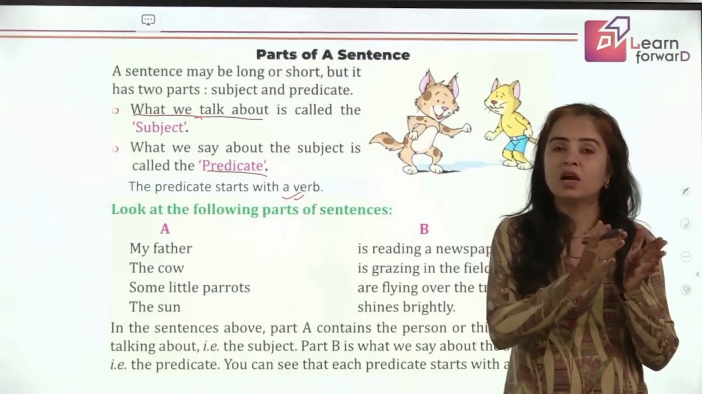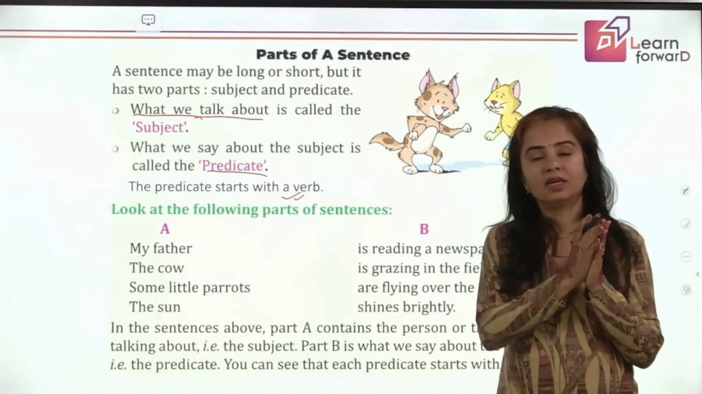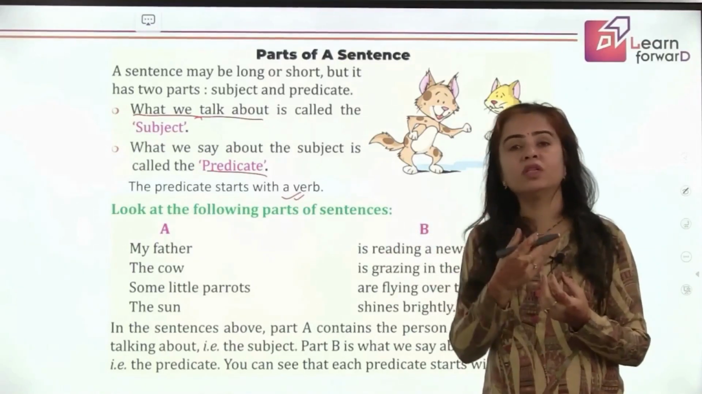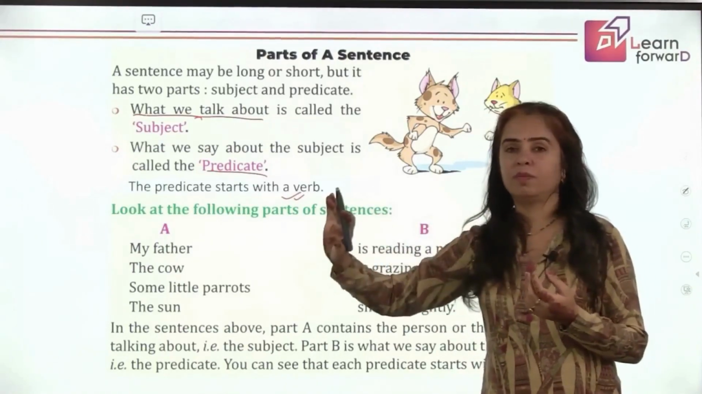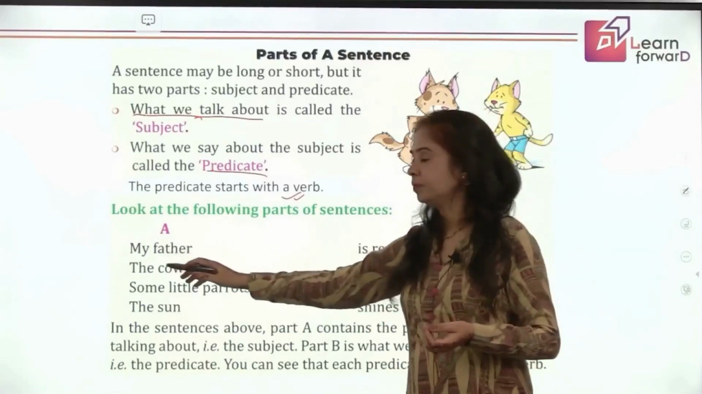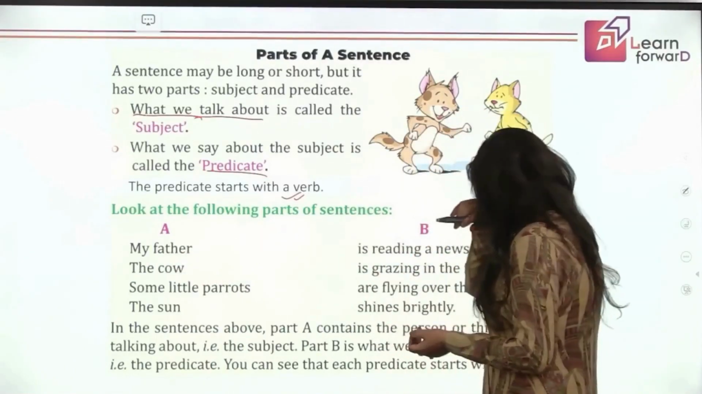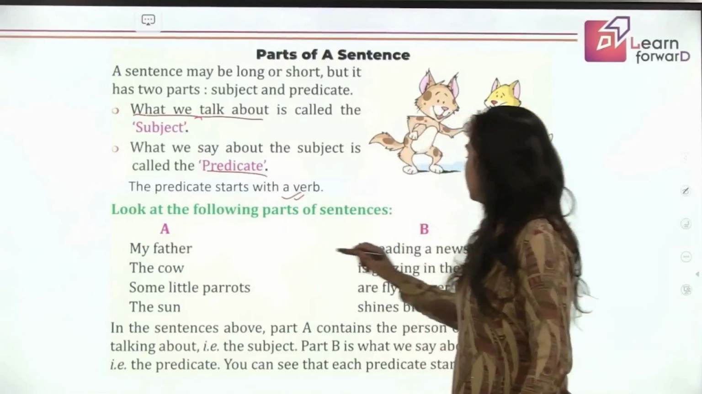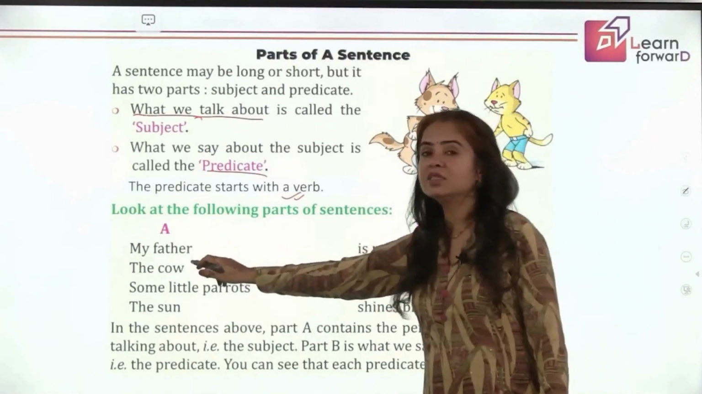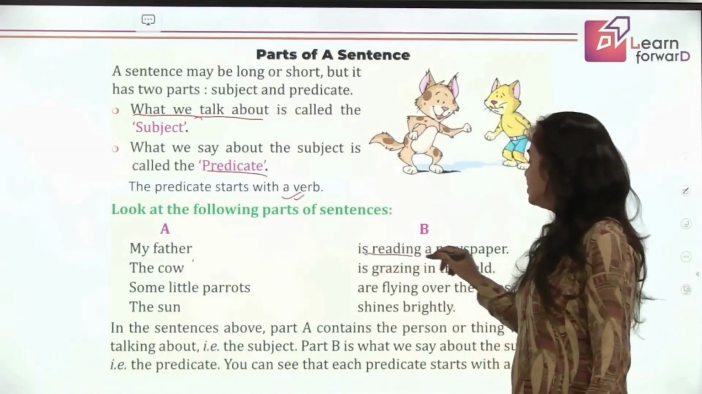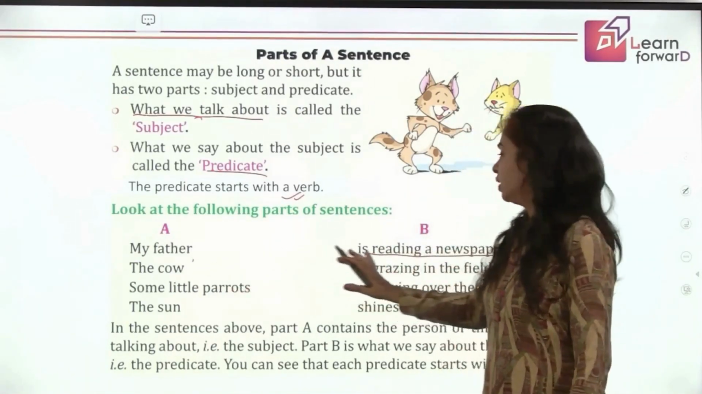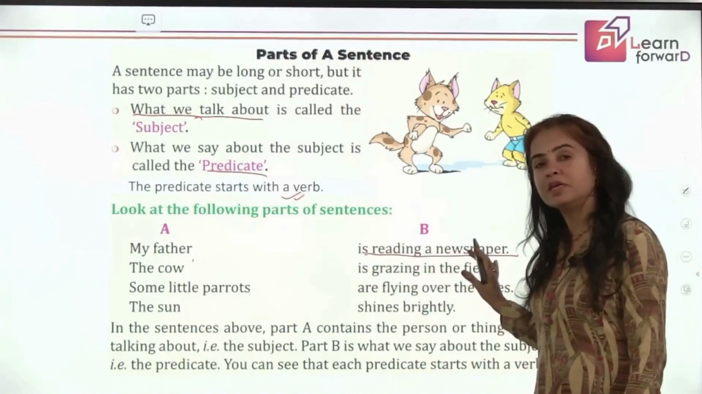What we are talking about in a sentence is the subject. And whatever we say about the subject, the rest of the part is called the predicate. Let's see how. My father. Now, what am I talking about? My father. My father is the subject. "Is reading a newspaper": I am telling something about my father. Is reading a newspaper is the predicate.